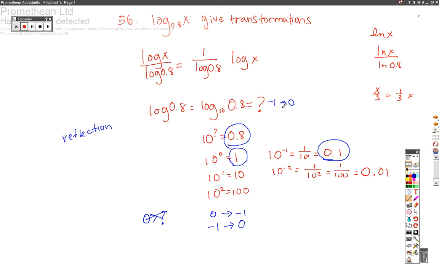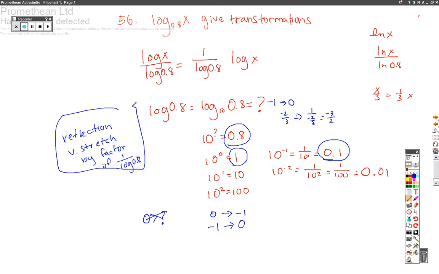Alright. Now an example of a number that's between there would be like negative 2/3. When I put negative 2/3 into the fraction, that would give me 1 over negative 2/3. What really ends up happening is this gives you negative 3 over 2. So then negative 3 over 2 really becomes a bigger number. So then I'm going to have a vertical stretch by a factor of 1 over log 0.8. And there are your transformations.